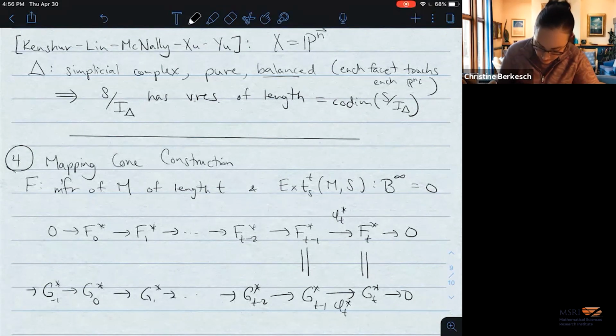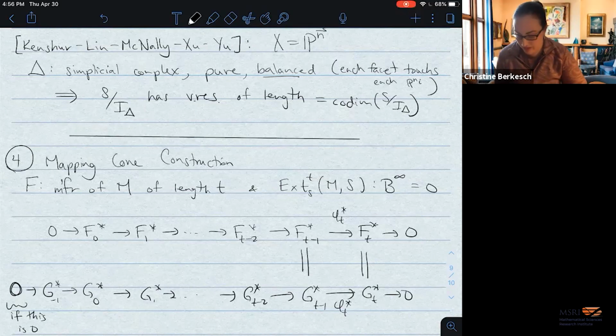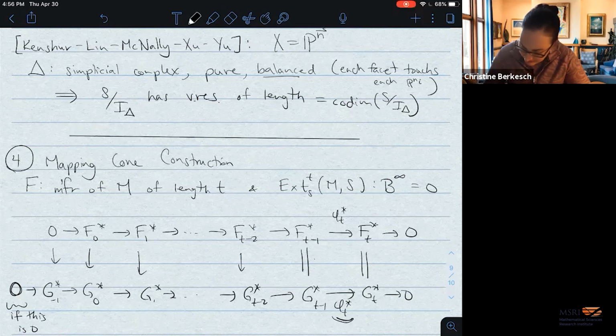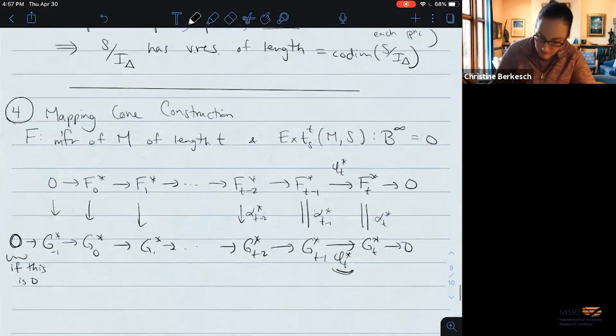right, so if I'm lucky enough, if this is 0, so if this matrix, this VT star, has a short enough resolution, then I can use these equal signs to take my induced maps here, right, and take the mapping cone, right? So what was I calling these? Calling these alpha T minus 1 star, T minus 2 star, right? So what do I get?